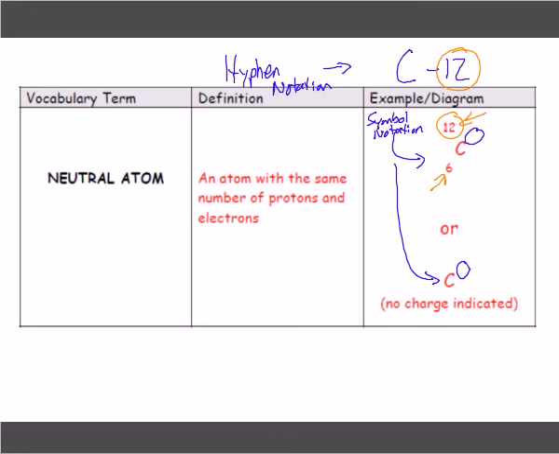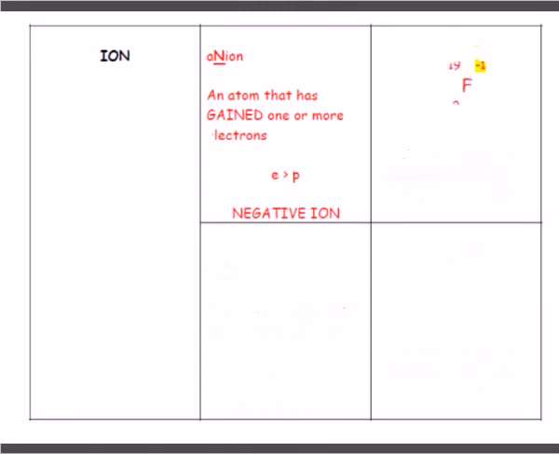What we're looking at to determine if it's neutral is the upper right corner. Is there a charge located there? If there is, we have what's called an ion. And there are two types of ions that we're going to talk about throughout the year. The first one is called an anion. That is the negative ion. And this is what it's going to look like.